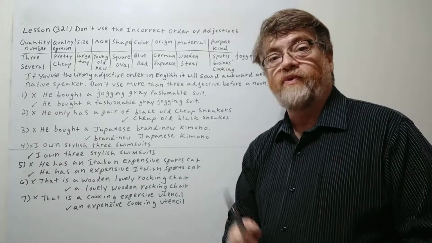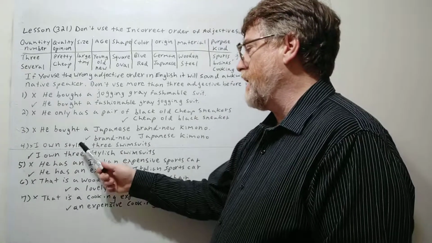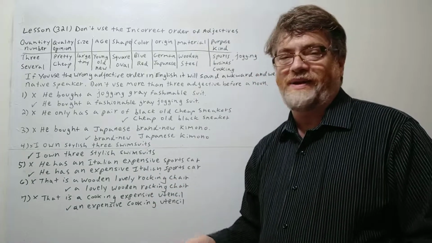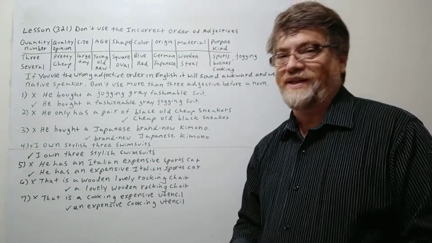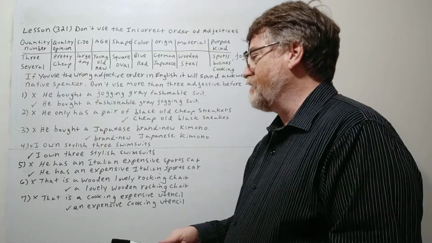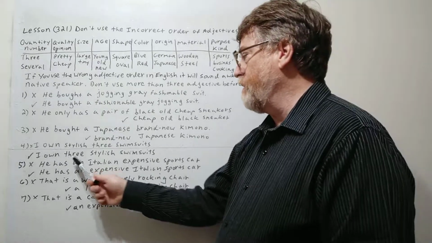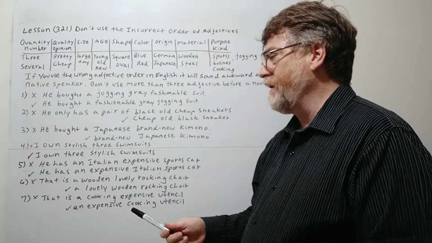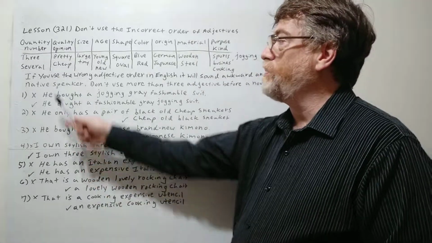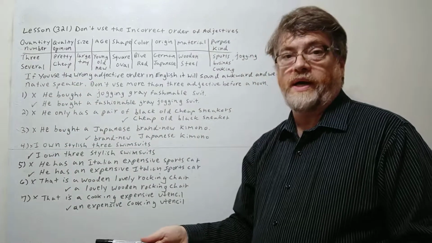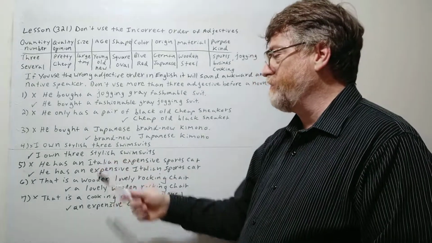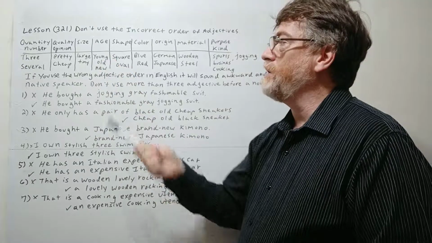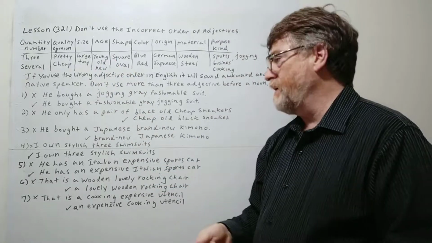All right, let's look at number 4. I own stylish 3 swimsuits. To a native, you would know that this really sounds weird. So, of course, what should it be? I own 3 stylish swimsuits. Obviously, 3 goes under number or quantity, so that definitely should be first. And then stylish is after that, which would be quality or opinion.